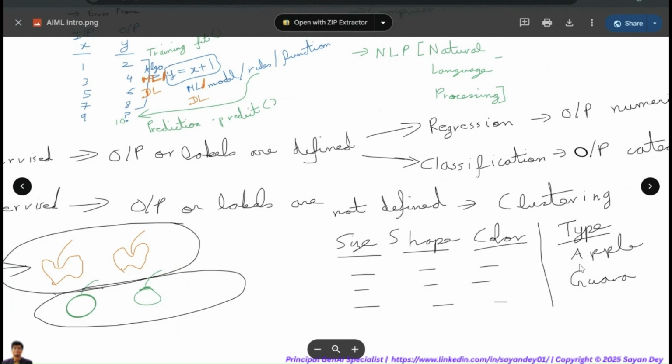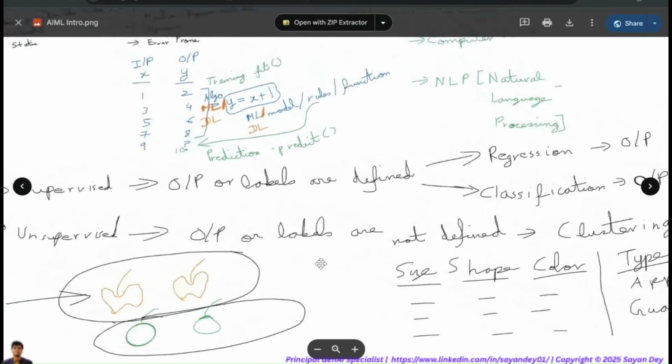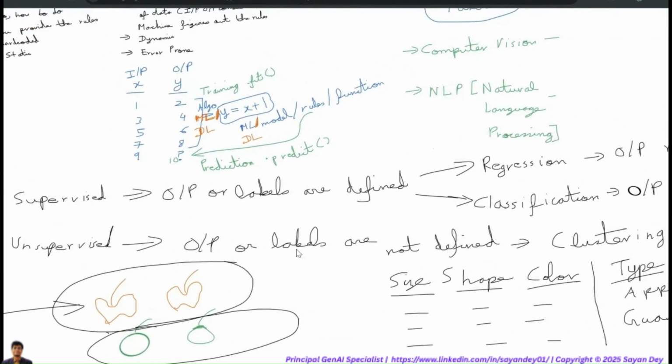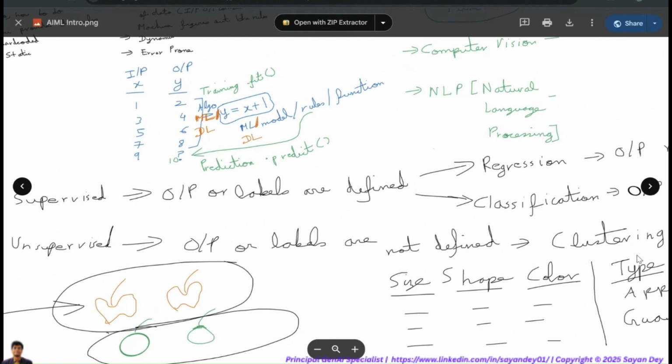We will show the machine lots and lots of examples of pictures: what apples look like, and how guavas look like. Based on that, we will build a model. And these are the XY combinations, right? Now, unsupervised learning is that kind of machine learning where the outputs or labels are not defined.